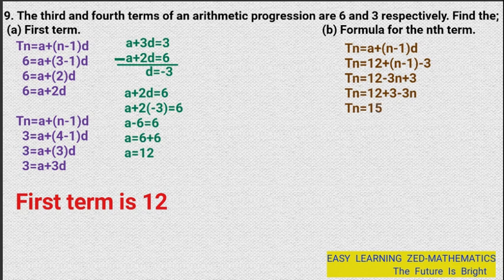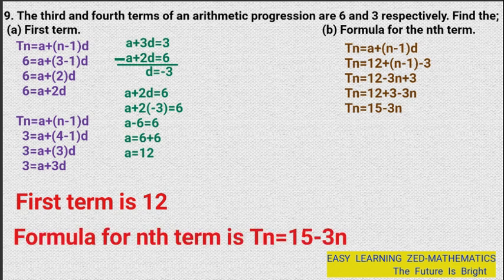So the formula for the nth term in that arithmetic progression is 15 minus 3n. So Tn is equal to 15 minus 3n. Okay, let's go to question number 10.